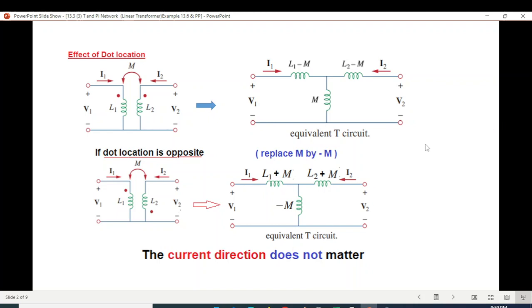Let me just recall what we have discussed in the previous video, that if the dots on the transformer are at the top or on the same side, then we'll use this formula: L1 minus M, L2 minus M, and M for the T network. But if the dots are on the opposite side, then we'll replace M here with minus M. So it will become L1 plus M, L2 plus M, and here it will be minus M.